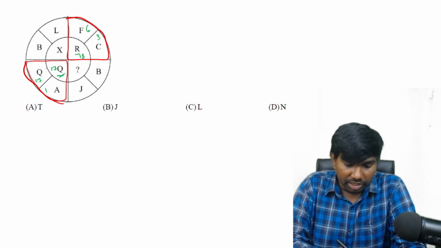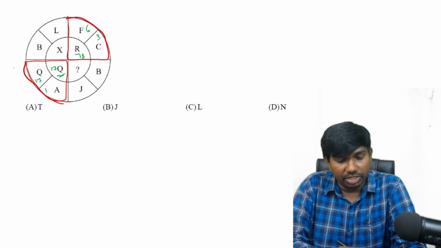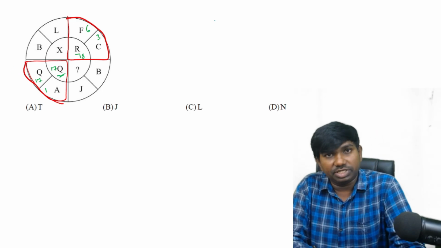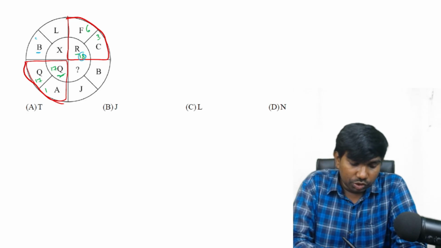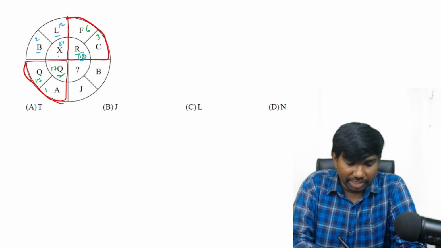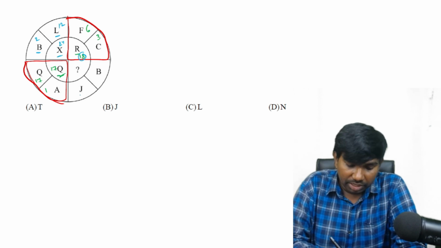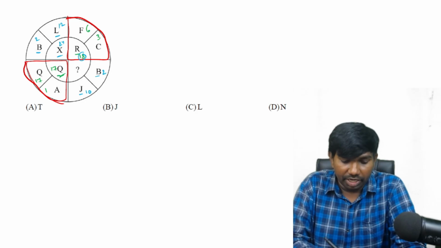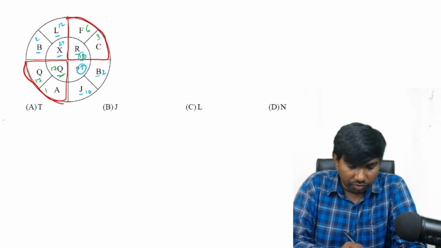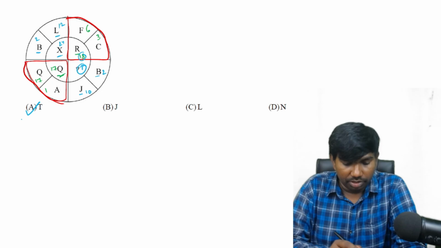And one more thing here: in the previous question, the result is written in the opposite segment, but here the result is written in the same segment. So here B is 2, L is 12, their product is 24 and the 24th letter is X, correct? Similarly, J is 10 and B is 2, their product is 20 and the 20th letter is T. So which is option A. So T is the answer.